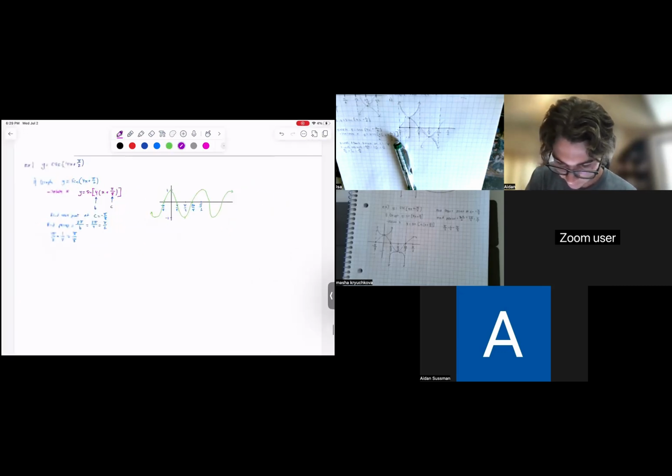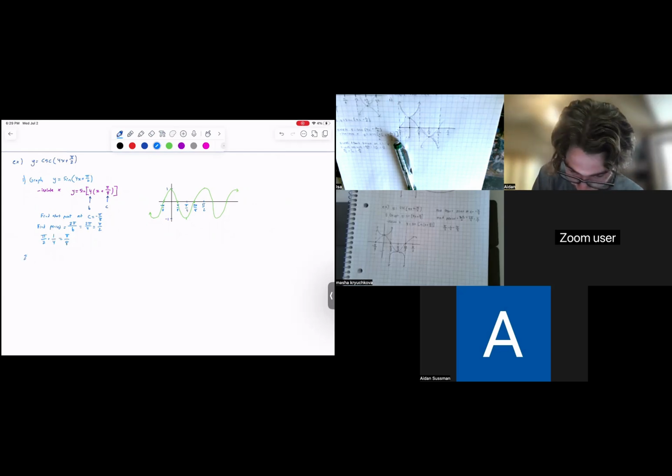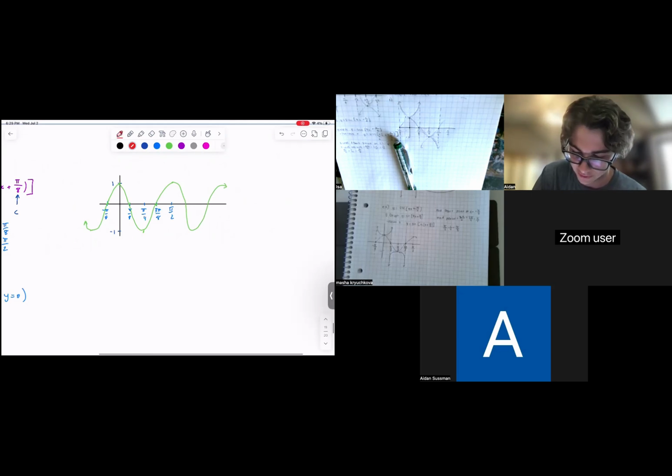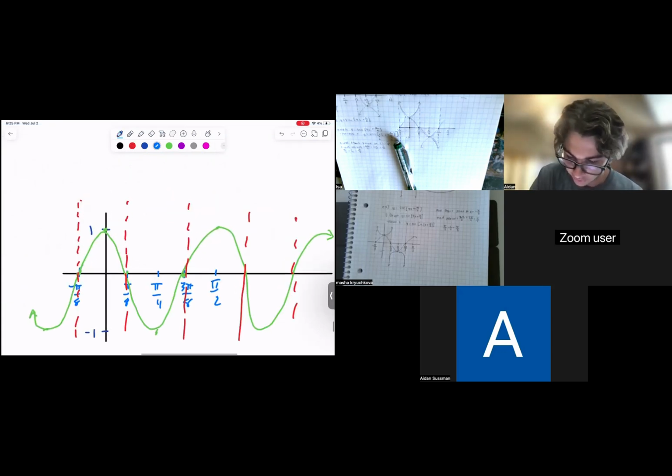And then once we do that, step 2 is to graph our asymptotes. And this is anywhere where y equals 0 on our sine graph, right? Anywhere where the dots are at 0. So right here is a 0, right here is a 0, right here, right here, right here, etc. forever.